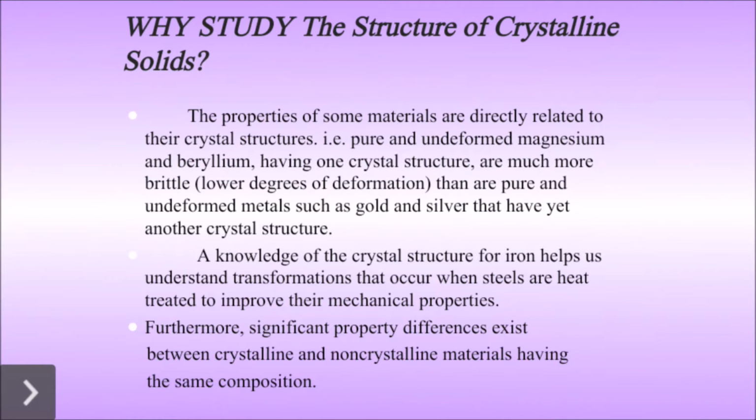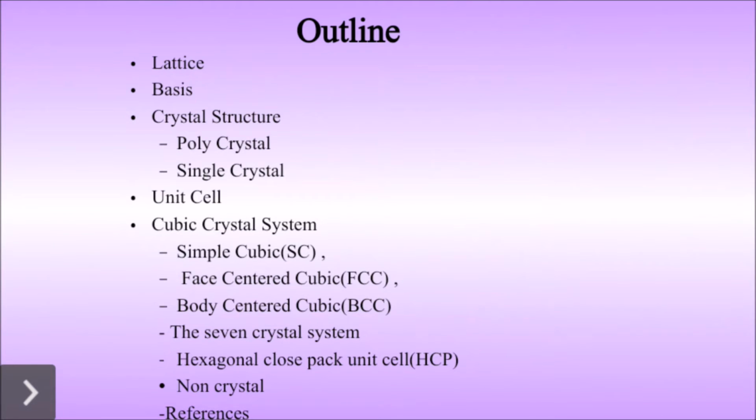Why study the structure of crystalline solids? The arrangement of atoms defines the structure, the structure defines the property, and the property defines the whole behavior of the material. So we study the structure of crystalline solids. These are the outlines: lattice, basis, crystal structure, two types, polycrystal and single crystal, unit cell, and the cubic crystal system.